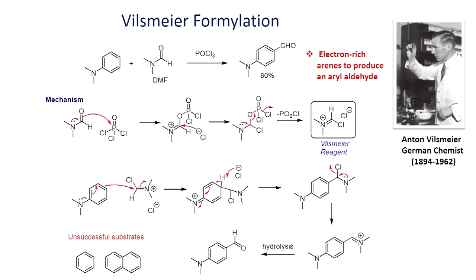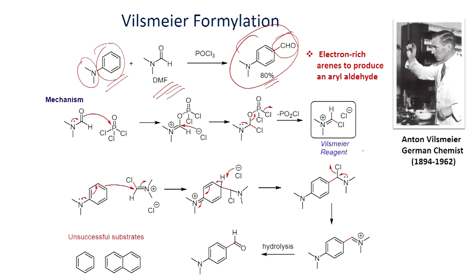Here, the Vilsmeier formylation is shown. If you look at this reaction, if you have an aromatic system having a dimethylamino substituent, that kind of substrate can readily undergo reaction with dimethylformamide in the presence of phosphorus oxychloride to give the corresponding aldehyde as the product. In this case, the formylation takes place at the para position. You can see here the yield is reasonably good. This reaction also works very well when you have an electron-rich aromatic system. If you have an electron donating group, the reaction can be facilitated.